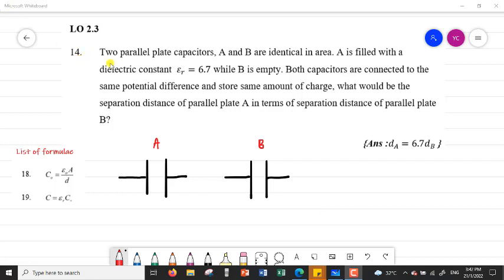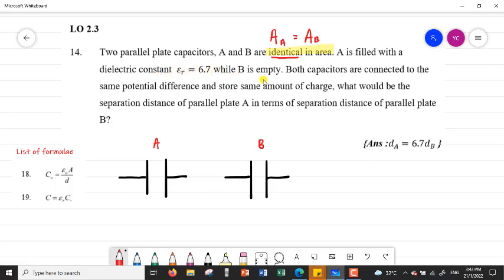Question 14. Two parallel plate capacitors A and B are identical in area. So the area for both capacitors is the same, and I can write it here: the area for A is equal to the area of B, because the keywords are identical in area.